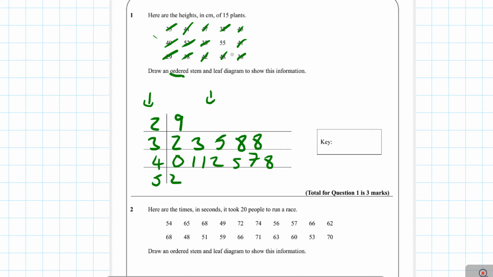Then we've got 52 here, and then 55. The most important thing as well to guarantee yourself a mark is you need to include a key so that whoever's reading it understands what the values mean. So here you could just put in, for example, 2 and 9, and that is equal to 29 centimeters. Sometimes it will not have a key in the question. You still have to do a key, so make sure you put the key in to get that mark. And that is the basics behind an ordered stem and leaf diagram.